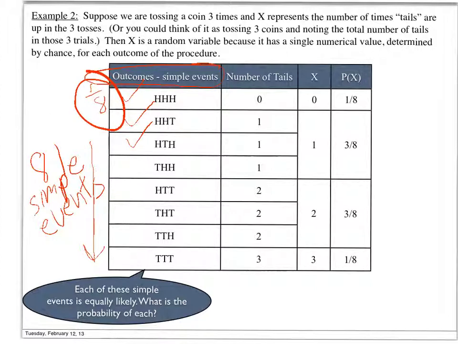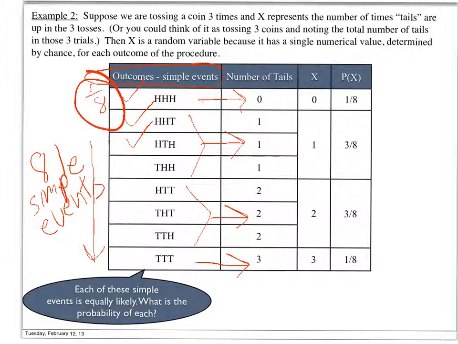Now, what we're interested in is the number of tails that are showing. So in each of these simple events, we list in the next column how many tails there are. So if there are 3 heads, there are 0 tails. If there are 2 heads, then there are exactly 1 tail. And these are the 3 events that comprise having exactly 1 tail. There are also 3 events that comprise having exactly 2 tails. And there's only 1 event where we have exactly 3 tails.